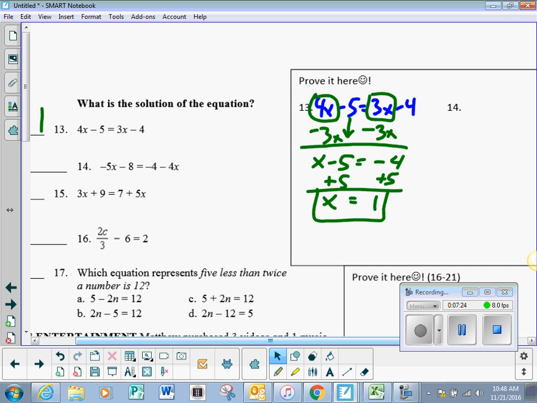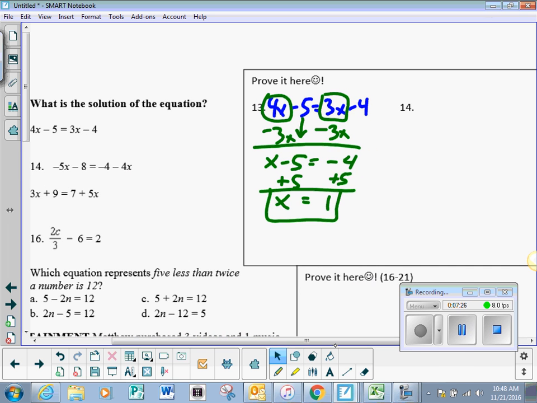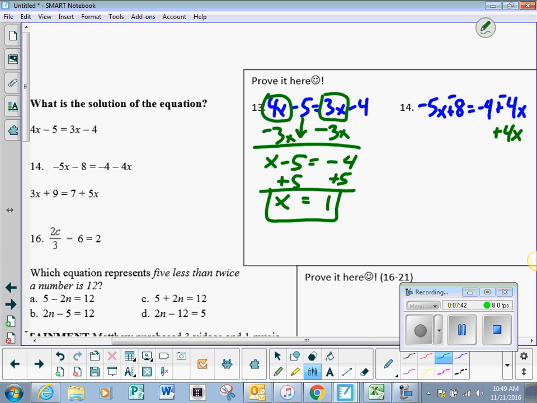Number 14. Negative 5x minus 8 equals negative 4 minus 4x. Again, I'm going to do some plus and negatives here. I'm going to add 4x to both sides, which you may or may not have done, and I get negative x plus negative 8 equals negative 4.